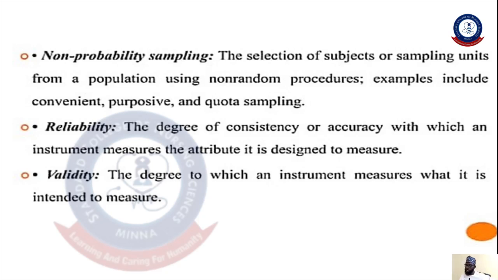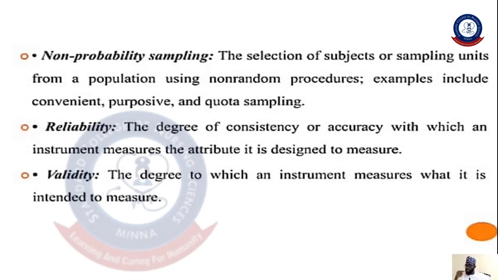Then another one is non-probability sampling. It is the selection of subjects or sampling units from a population using non-random procedures. Examples: convenience, purposive, and quota sampling. All these things we are mentioning, you will understand some of them during the wider explanation of research methodology.